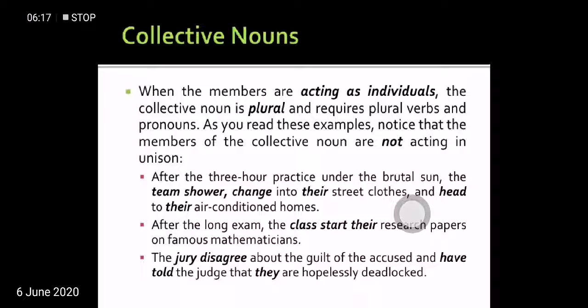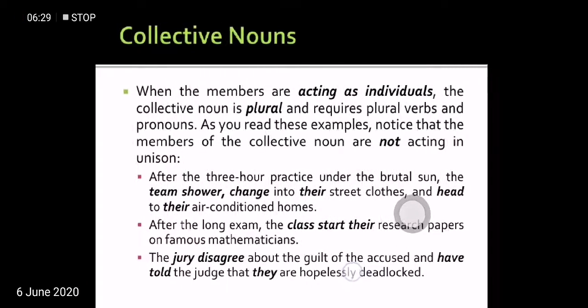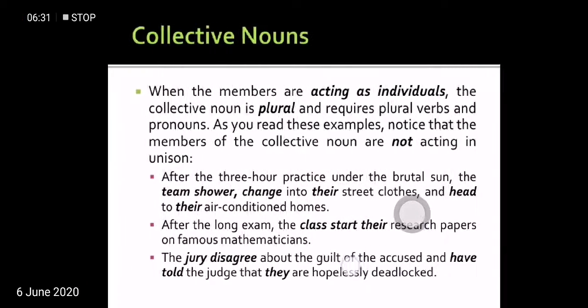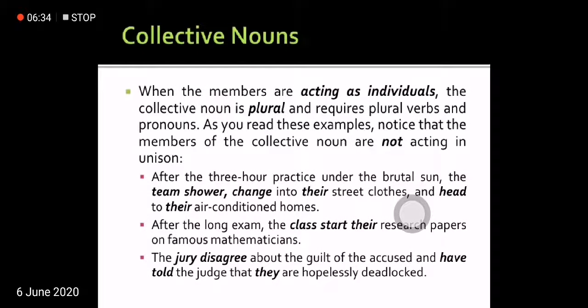So it's taken as separate. Even though it's taken as a team, a team is made up of members, so members are taken as separate entities here. When they are taken as separate entities, they are considered plurals here. And with plurals, we put plural verbs and plural pronouns.